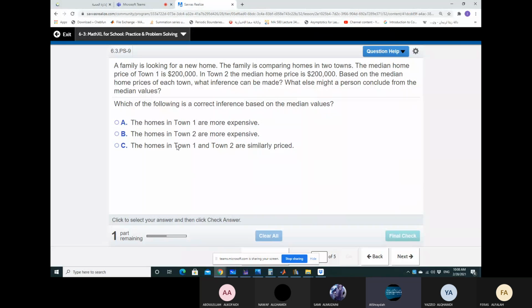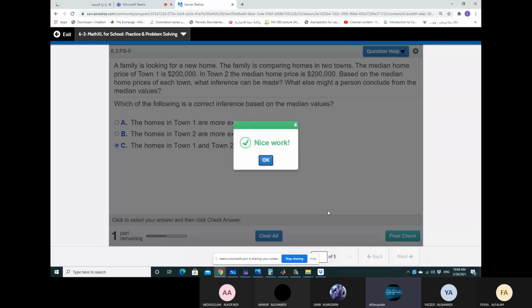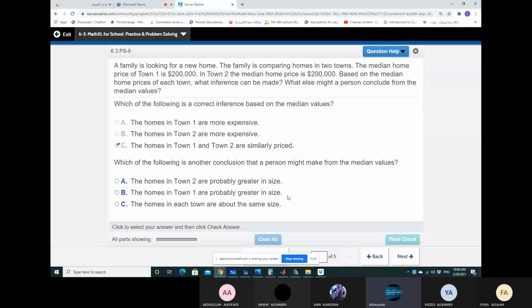So I think the answer of this question is that the homes in town 1 and town 2 are similarly priced. Okay. Now, which of the following is another conclusion that a person might make from the median values? I think the homes in each town are about the same size.